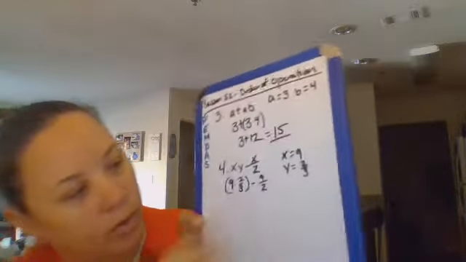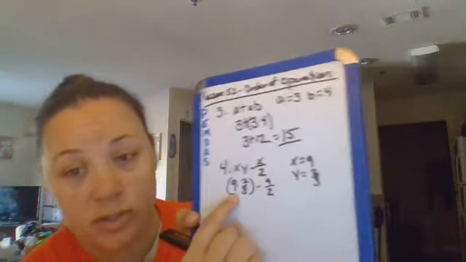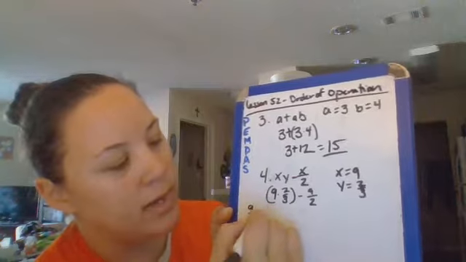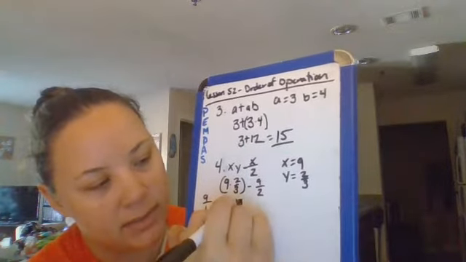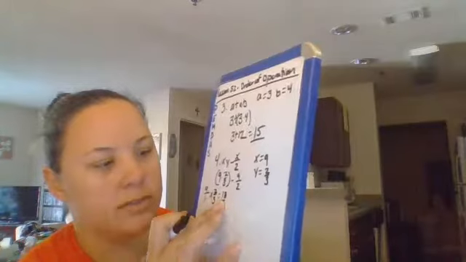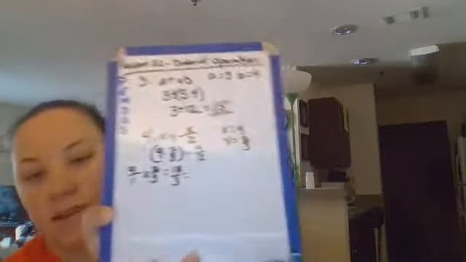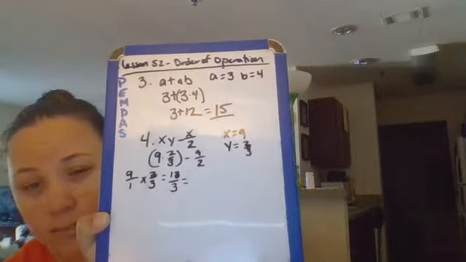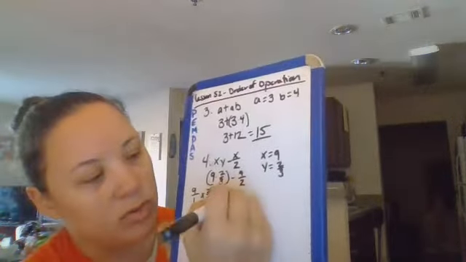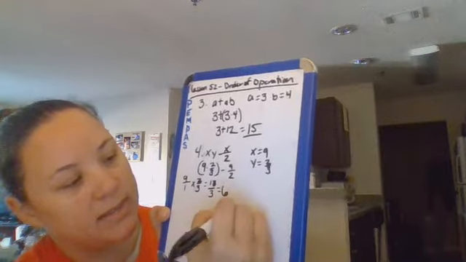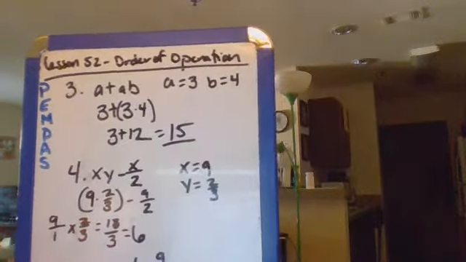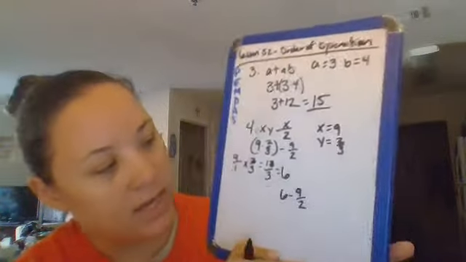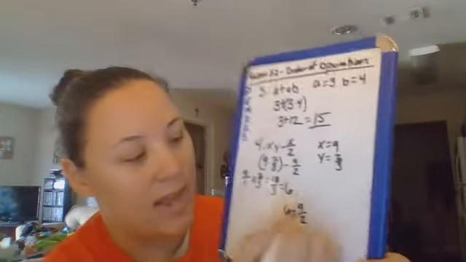All right, and remember, this 9 is understood to be 9 over 1, so we'll have 9 over 1 times 2/3, because that's what's in parentheses. But we're going to get 18/3. And then that's an improper fraction, so we need to turn it into either a mixed number or a whole number, and that becomes the whole number 6. So now we have 6 minus 9 over 2. And 9 over 2 is an improper fraction, so we need to turn that into a mixed number.